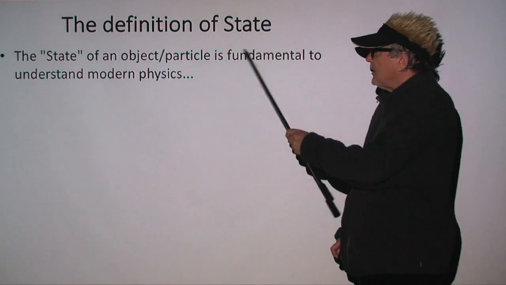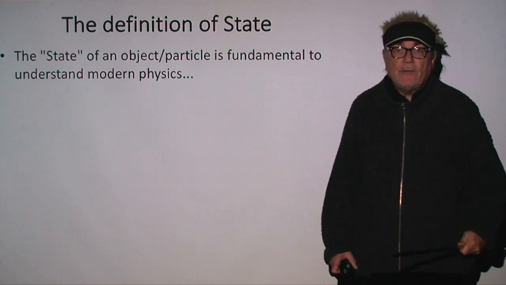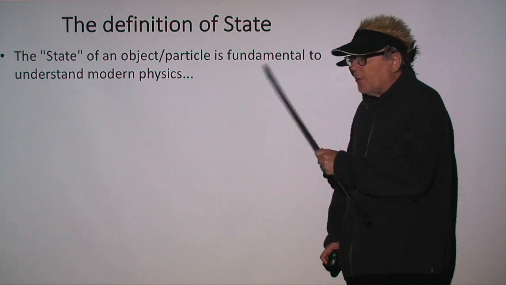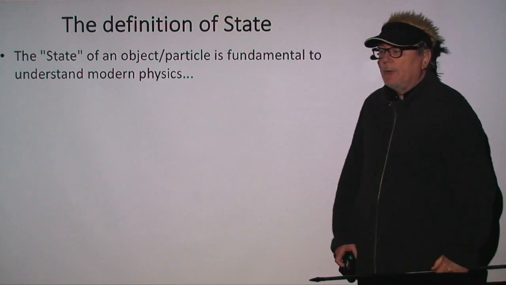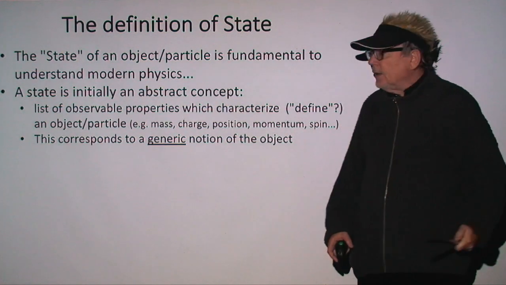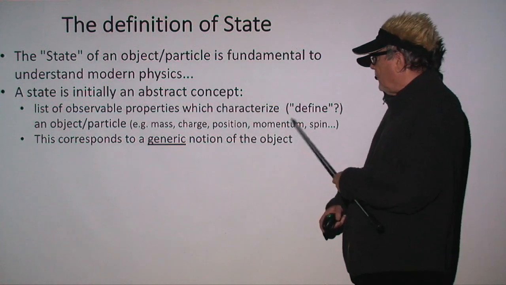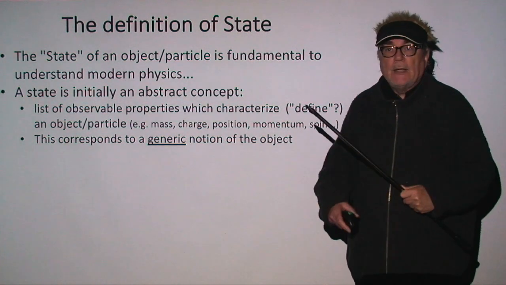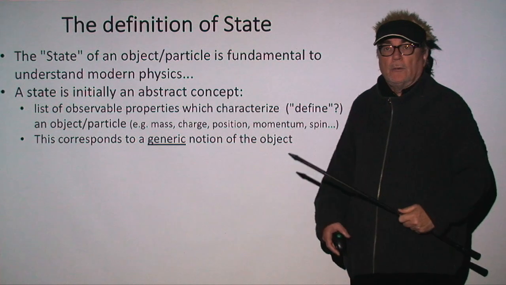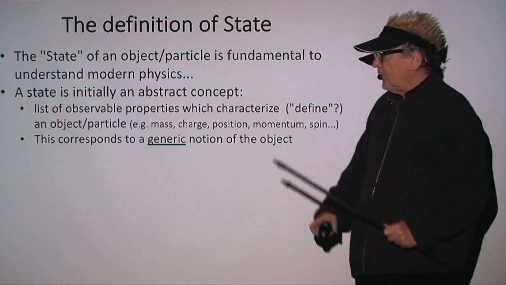The state of an object or particle is fundamental to understanding modern physics, so it's very important that we understand what we're talking about here. Initially, it's an abstract concept. It can be mass, charge, position, momentum, all of this combined together, giving the state of a particle. It's fairly abstract, but that's how you define a generic concept.